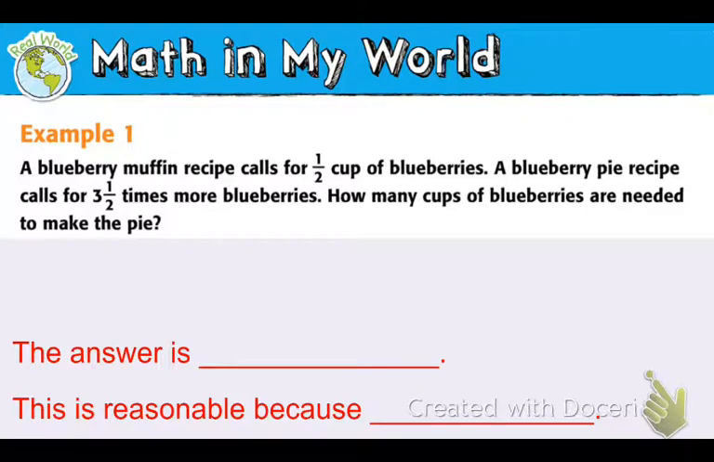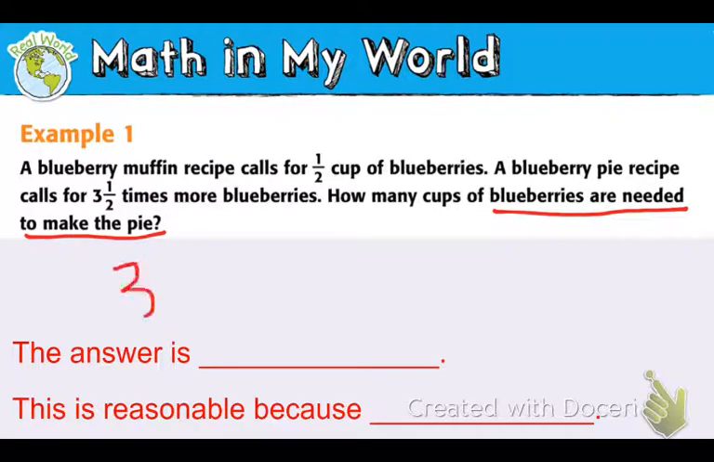Math in My World, example number 1. A blueberry muffin recipe calls for 1/2 cup of blueberries. A blueberry pie recipe calls for 3 1/2 times more blueberries. How many cups of blueberries are needed to make the pie? Well, I need to figure out how many blueberries they need to make the pie.